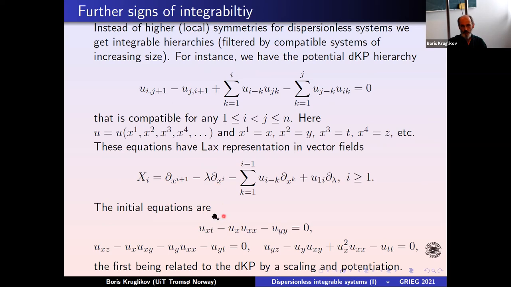So the initial equations are as follows. So these three initial conditions. And you can recognize in the first equation something similar to DKP. In the DKP case, the first and third terms are the same. Maybe the coefficients are different. But this one was u u_x, everything a derivative by x. And these are related through potentiation, right? That's why I call it potential KP.